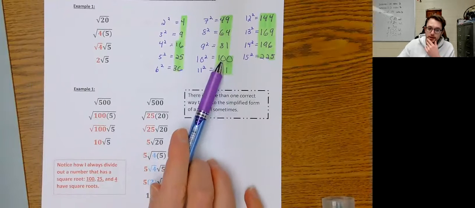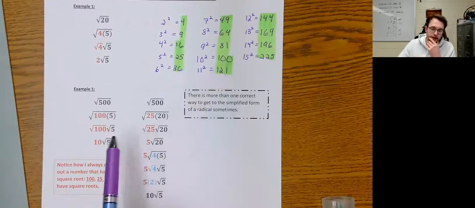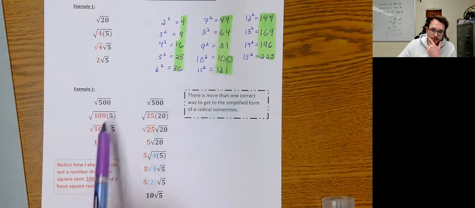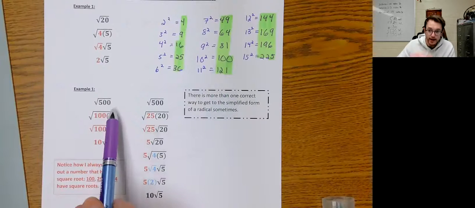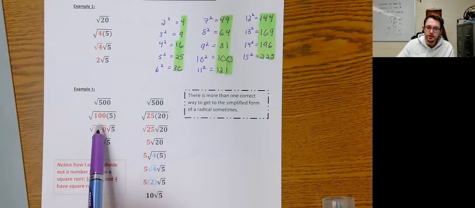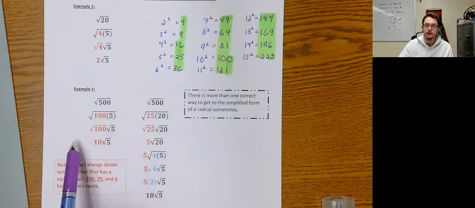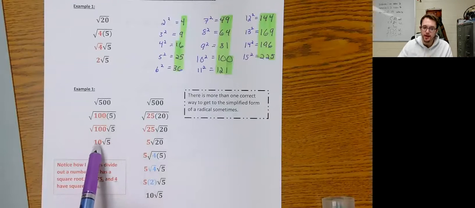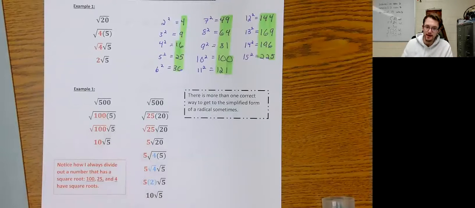So if you start with the biggest number, you'll solve it more quickly. You'll simplify it more quickly. So 100 times 5, the square root of 100 is 10, so I'll get 10 square roots of 5. You're not dividing out a 10, you're dividing out 100, or actually you're dividing out a square root of 100, and the square root of 100 is just 10. Not the square root of 10, the square root of 100 is 10.